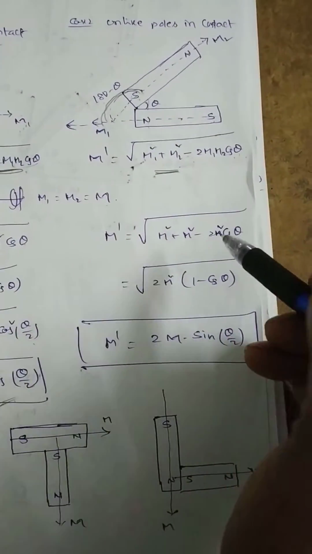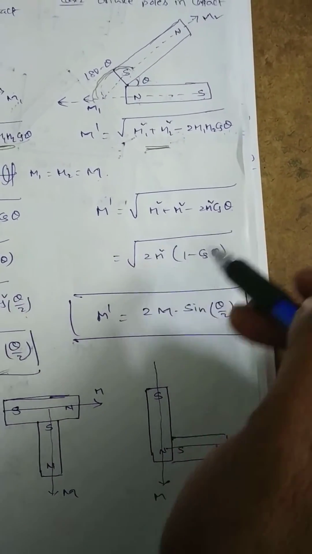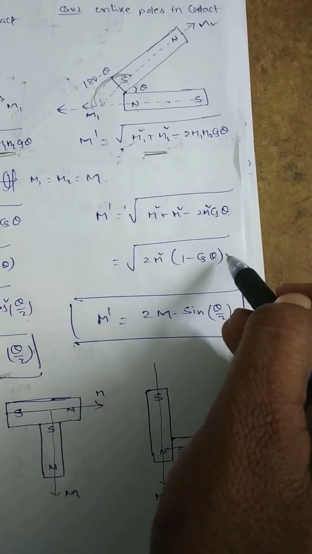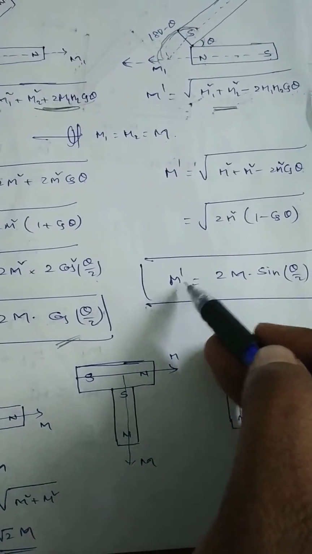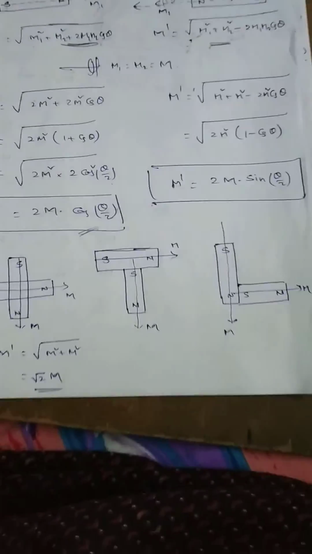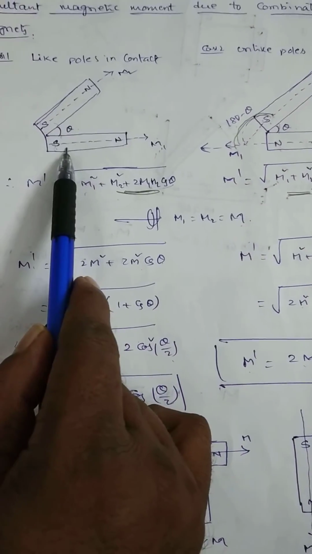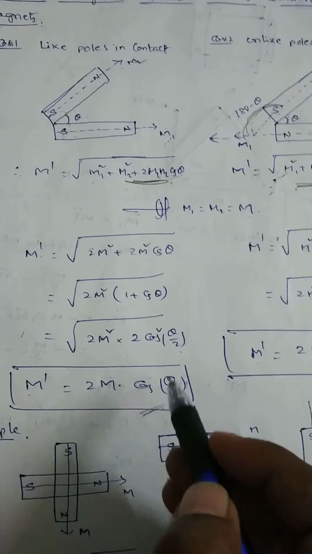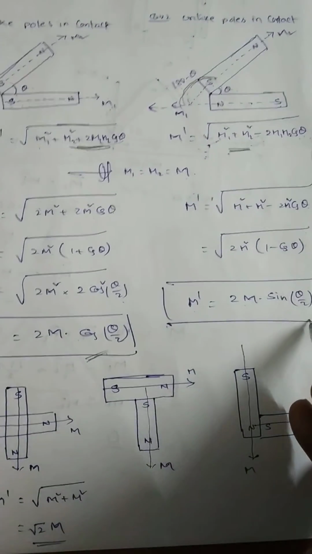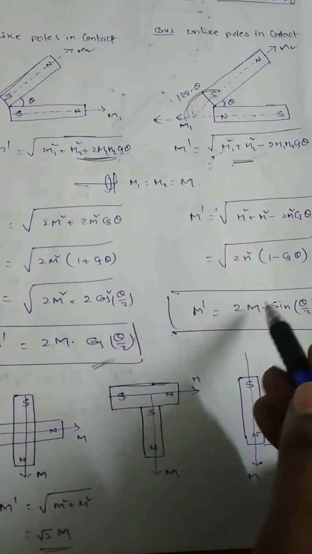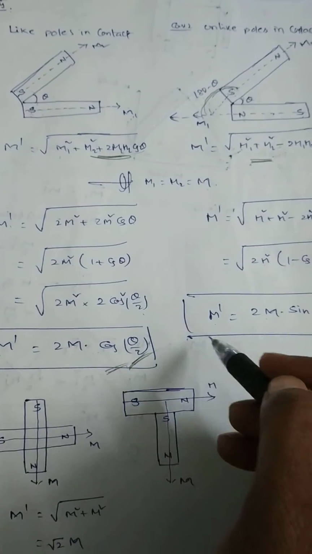And in the second case, root of M square plus M square minus 2 M square cos theta. 2 M square common, 1 minus cos theta, and 1 minus cos theta means 2 sin square theta by 2. On solving it, M dash is equal to 2 M sin theta by 2. Remember that in both the examples, when like poles are kept in contact together, M dash is equal to 2 M cos theta by 2. When unlike poles are kept in contact together, M dash is equal to 2 M sin theta by 2. This is possible when both the magnets are identical, having the same magnetic moment. Remember this formula while doing the problems.